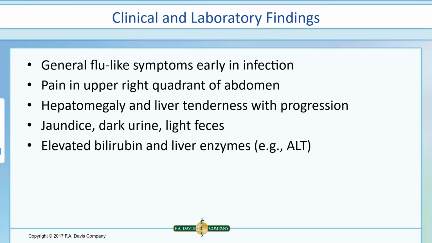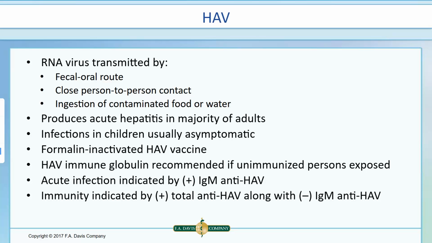Clinical laboratory findings: general flu-like symptoms early in the infection, pain in the upper right quadrant of the abdomen, that's where your liver is, hepatomegaly, so swelling of your liver, and liver tenderness. With progression: jaundice, yellowing of the skin, dark urine, light feces, elevated bilirubin, and liver enzymes, for example, ALT. That's for all hepatitis viruses. So now we're going to get into the specific hepatitis viruses and how they're detected.